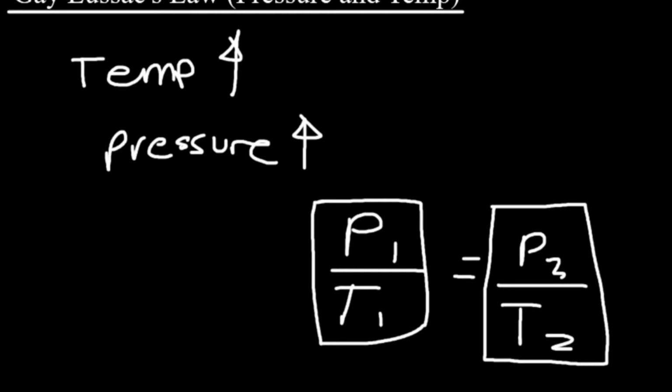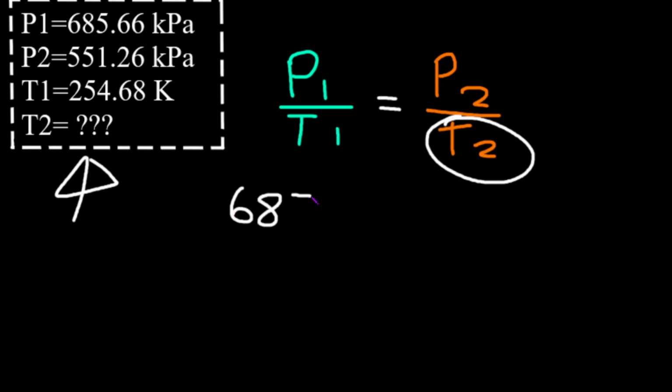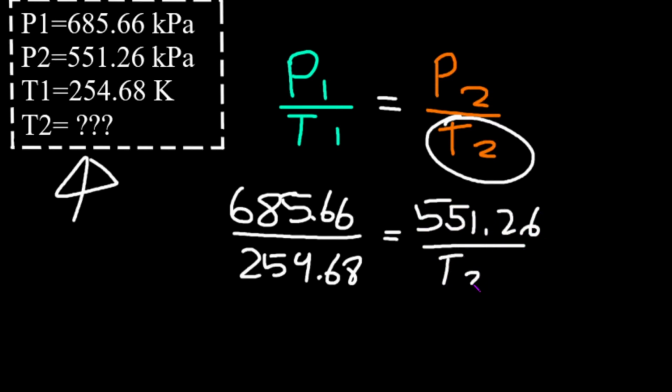Alright, now I'm going to move on and give you guys an example. Here I have the formula right here. P1 over T1 is equal to P2 over T2. I'm going to substitute everything that we know in this question. We're solving for T2, so everything except T2 I'll substitute. So P1 is 685.66. I won't write the units because we will be merging numbers very soon. Our T1 is 254.68. Our P2 is 551.26. And our T2 we do not know, so let's keep it like that.